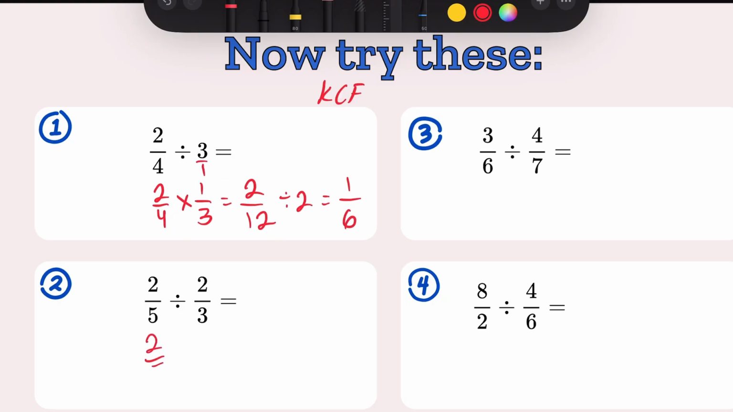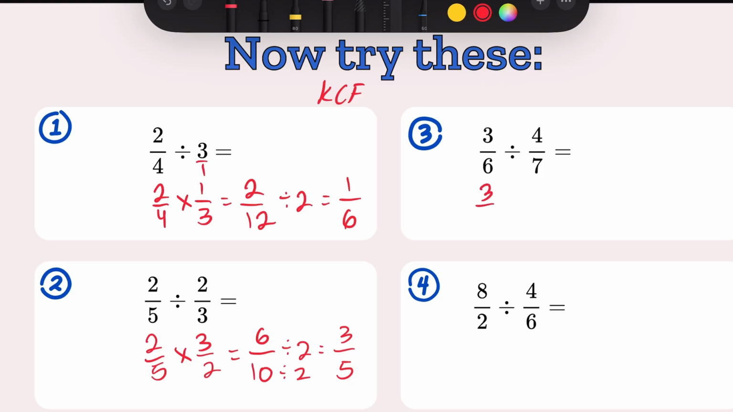We're going to keep, change, and I'm going to flip my second fraction. And now I'm going to multiply like normal. 2 times 3 is 6, and 5 times 2 is 10. I'm going to divide everything by 2, and 6 divided by 2 is 3, and 10 divided by 2 is 5. Therefore, my final answer is 3 over 5.